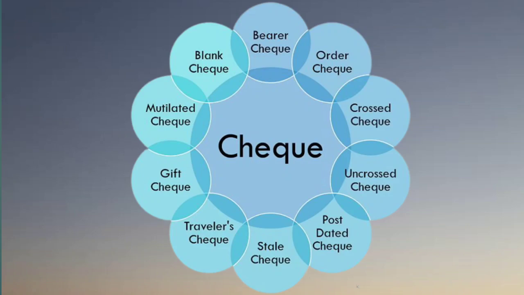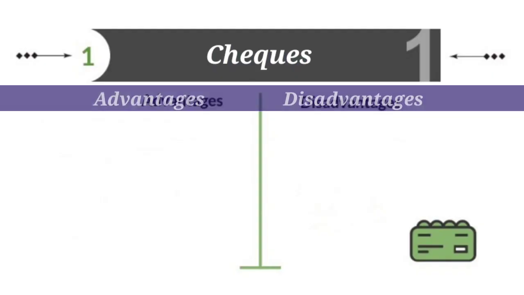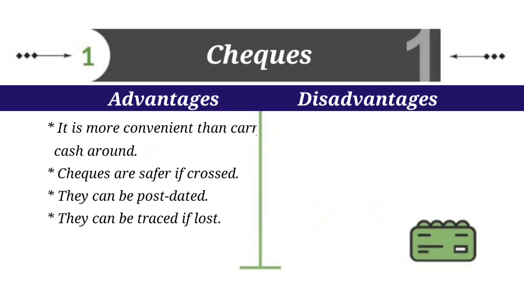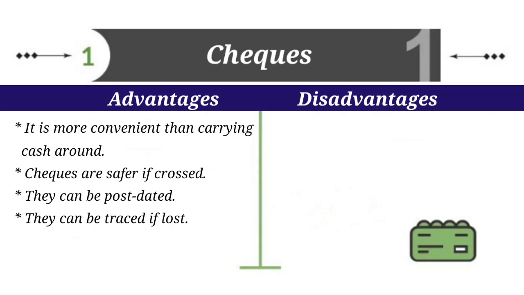Now, let's discuss the advantages and disadvantages of a check. Checks are more convenient to carry as compared to cash. Cross checks are safer than others because the money will be directly deposited into the account of the check holder. Checks can be post-dated, so it is helpful in future payments also. Checks can be traced if lost with the help of the transaction ID.